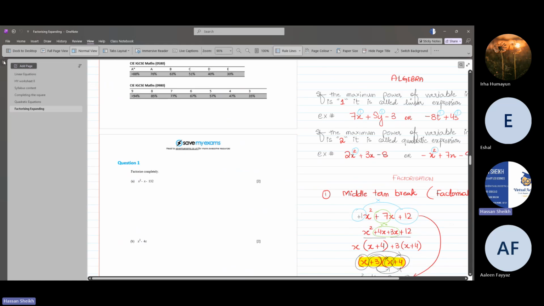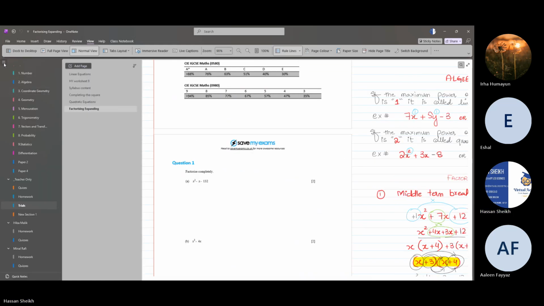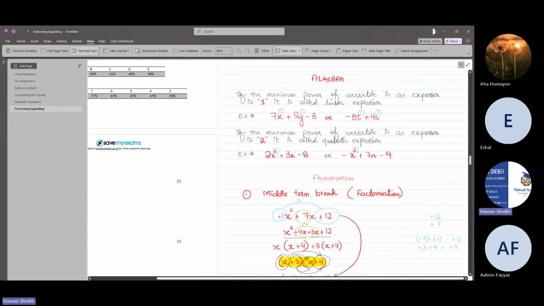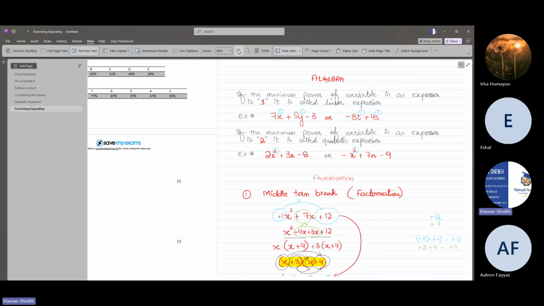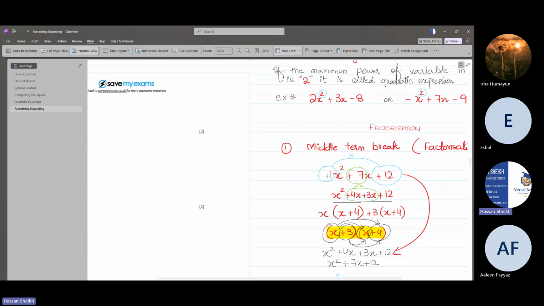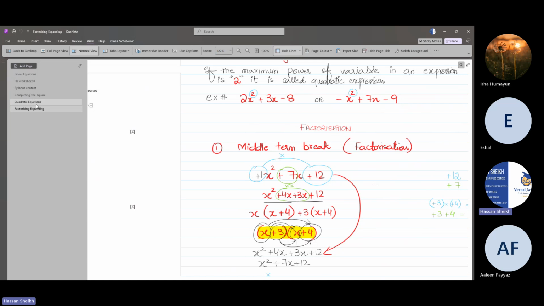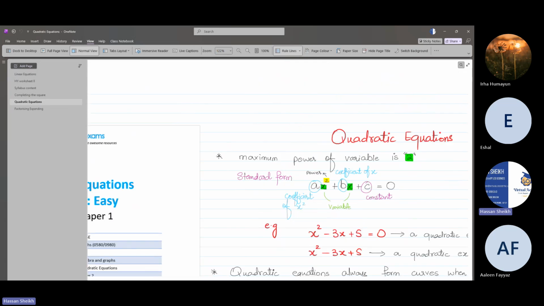Okay, starting off with this one. First, we will cover the quadratic and then the linear one. So there are three methods.